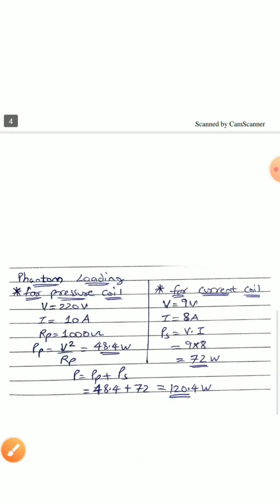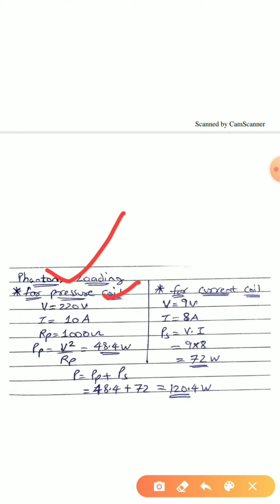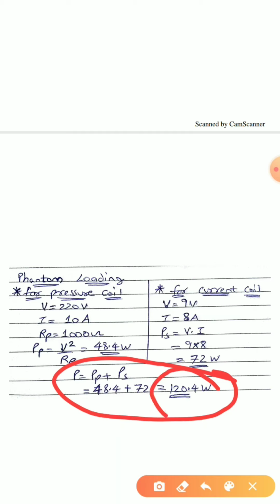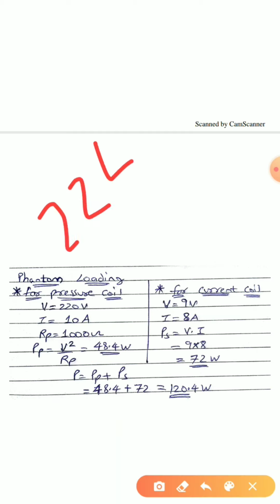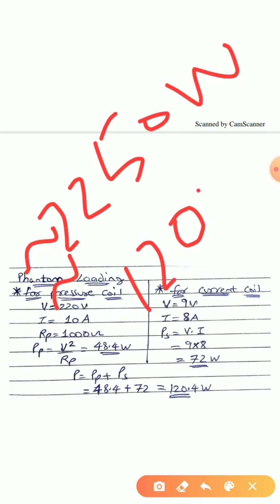Now let us calculate. For the pressure coil normal circuit we have applied 220 volt, 10 ampere, and the power loss is 48.4 watt. For the current coil, the voltage was a low voltage supply of 9 volt and a current of 8 ampere is flowing, so I am getting a drop of 72 watts. Totally, in this arrangement the power loss is 120.4 watts. In the previous case it was approximately 2250 watt, and here it is approximately 120 watt.